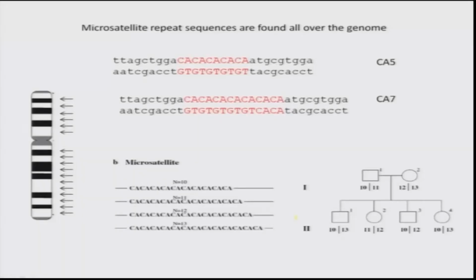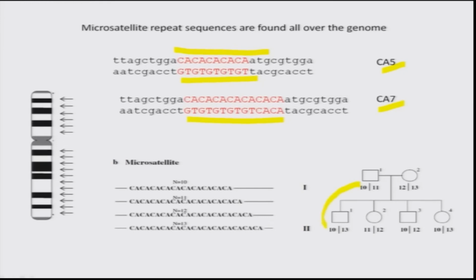So, how do you really type them? How do you see the segregation? So, this is something that I have shown you, that you have the repeats that you see here, a CA repeat, what is shown on the top strand, and this is the complementary strand, and you call this allele CA5 because it has got 5 times repeated. You have another allele that is 7 times repeated. So, how do you really type? Therefore, I can tell this is the one that had come here.